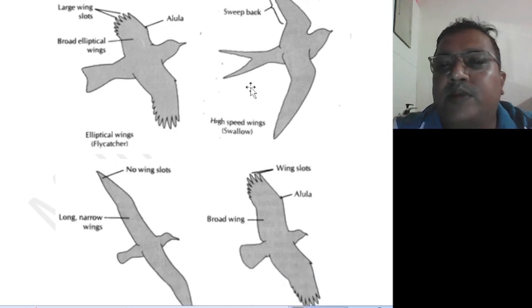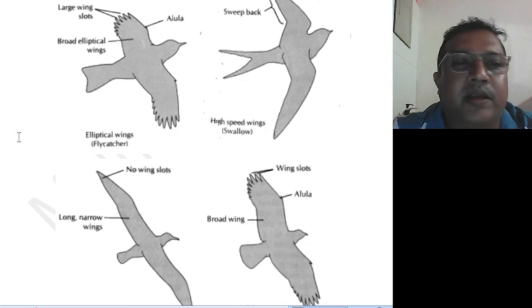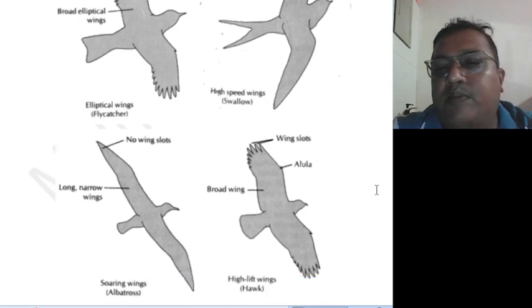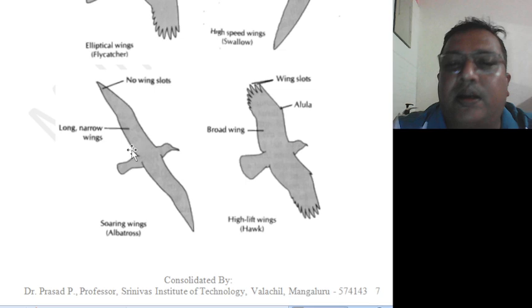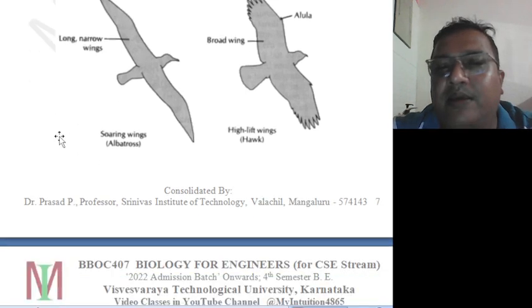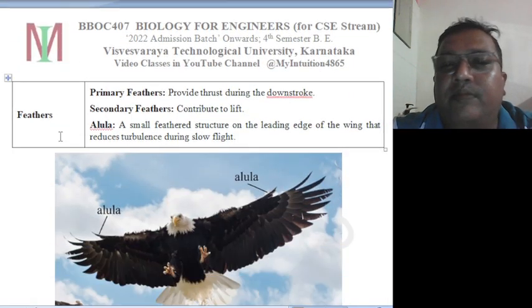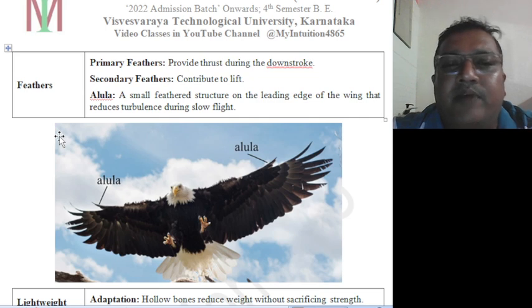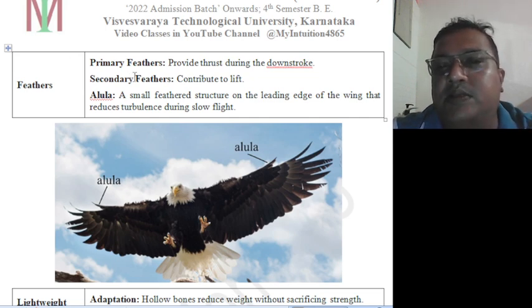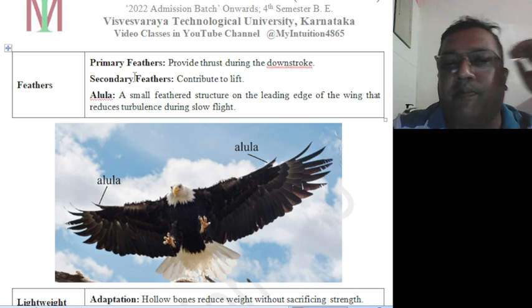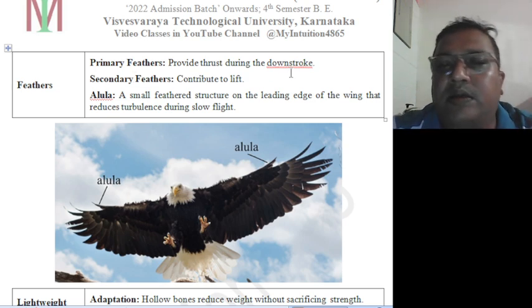So based on that, an aircraft or any airplane model can be prepared mimicking that, and that was done by the researchers. They did mimic that one. Then feathers: they have primary feathers, which provide the thrust during the downstroke. The thick feathers, when doing that flip flap, give the required thrust.